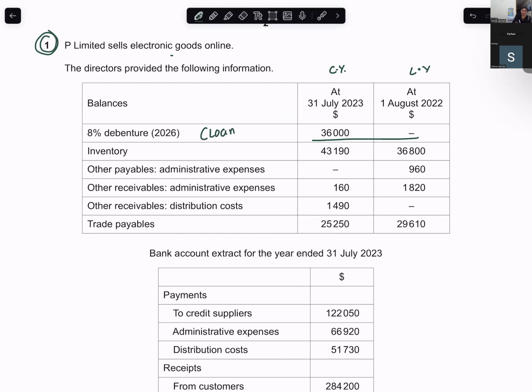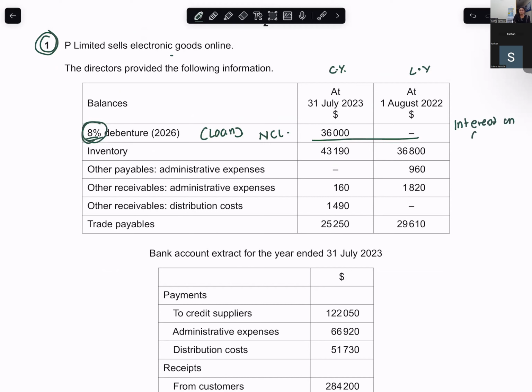This is the loan. Where does the debenture loan come from? The bank. So what is it, a current liability or non-current liability? It is a non-current liability. What to do for this 8%? You will deduct 8% from 36,000. What is this 8%? The interest. So this 8% is interest on debenture.